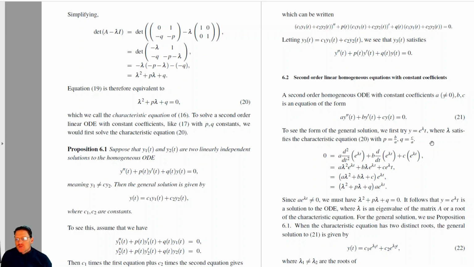Now we're trying y equal to e to the lambda times t and substituting it into the ODE and seeing what we get. So we're differentiating twice e to the lambda t. Because the derivative of e to the lambda t requires the chain rule, you pull down a lambda, and then you differentiate again, so you pull down another lambda. And so for that second derivative, we end up with lambda squared e to the lambda t. Likewise with the second part, we have b times the derivative of e to the lambda t, which is b lambda e to the lambda t, and then c e to the lambda t is of course c e to the lambda t.